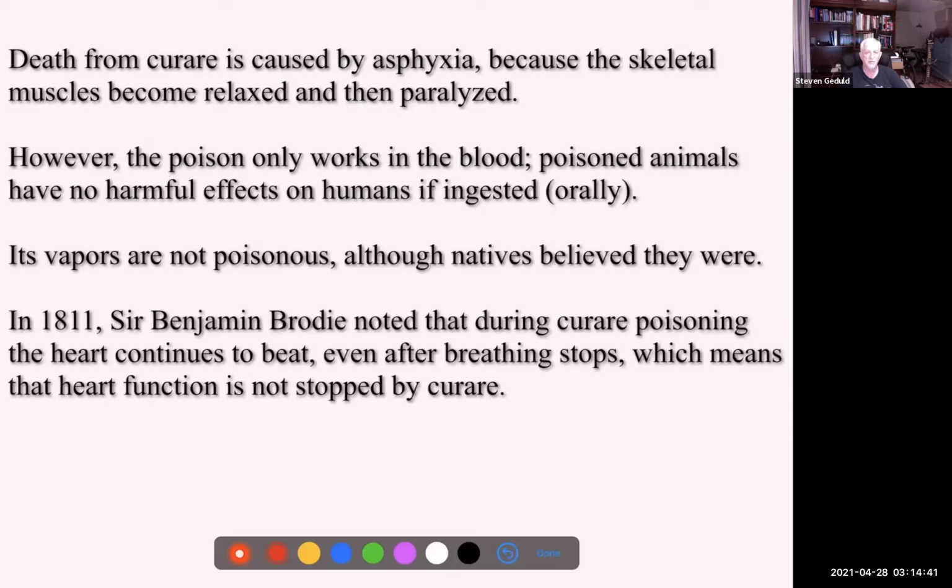In 1811, Sir Benjamin Brodie noted that during curare poisoning, the heart continues to beat even after breathing stops, which means the heart function is not stopped by curare. That's why we were able to use it in surgery, because it does not stop the heart from beating.